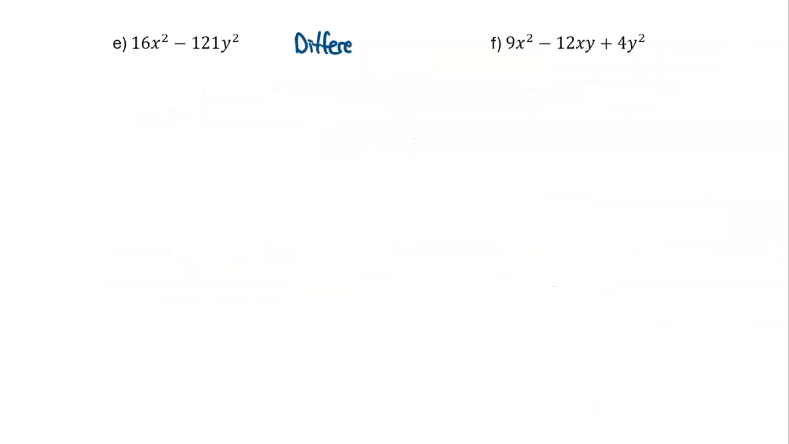16x squared minus 121y squared. This is a difference of squares. The idea here is that we have two squares and there's a difference between them, the minus between them. Basically, anytime you see two terms, it's probably going to be a difference of squares. It might not be, but it usually will be.